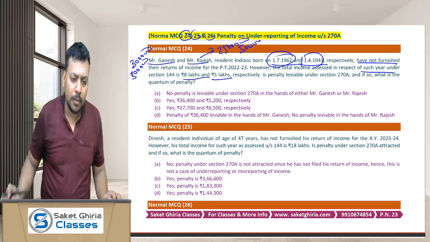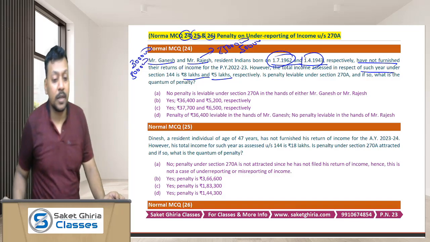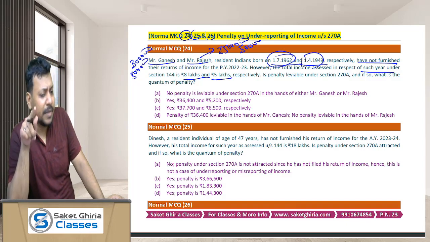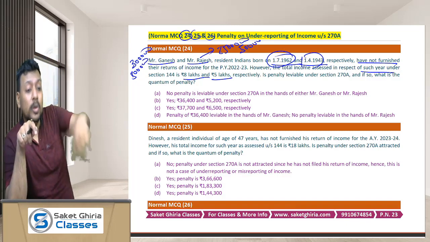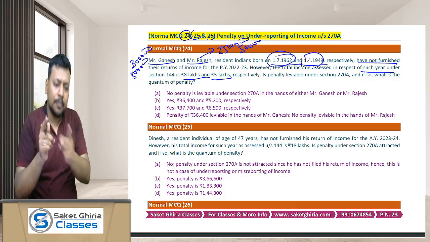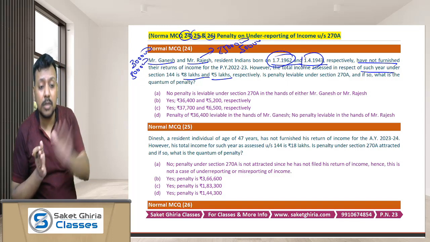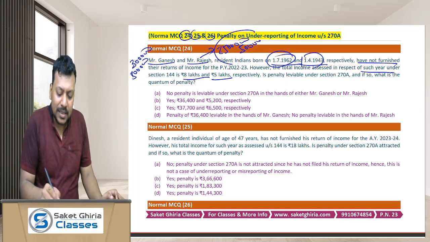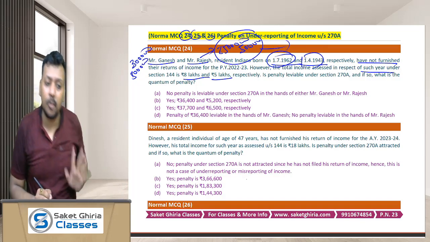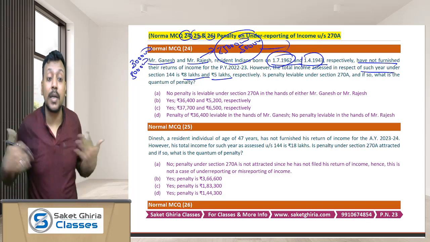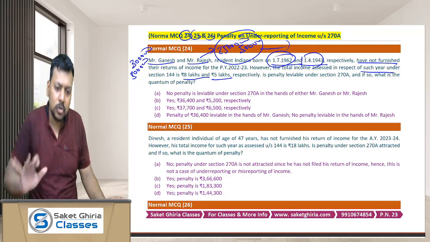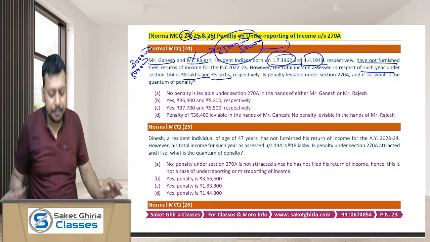So first, let's say we talk about Mr. Rajesh. So dear friends, Mr. Rajesh has not filed his return of income, but his assessed income, listen to me very carefully, his assessed income is not more than basic exemption limit. Sir, it is up to basic exemption limit, but underreporting would be considered only when the assessed income is more than the basic exemption limit. So as here it is not more than the basic exemption limit, Mr. Rajesh will not be considered to have underreported his income. Then for what are you going to impose the penalty under section 270A? Okay, so Mr. Rajesh, no penalty under section 270A.